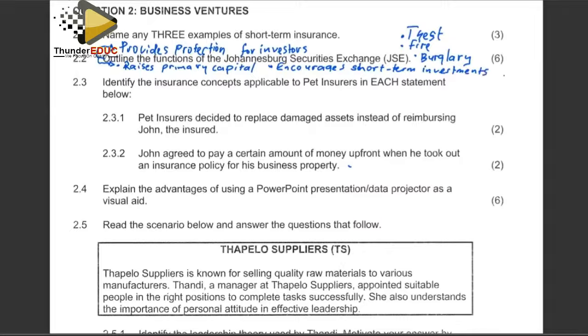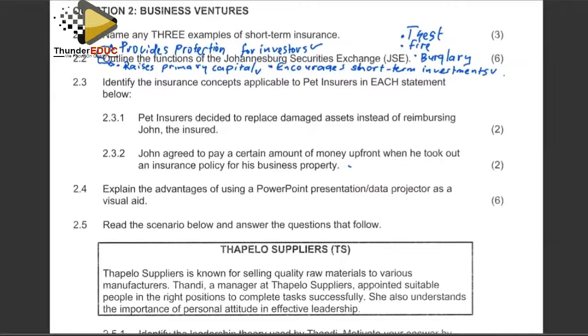Okay, right, grade 12. So now we have 6 marks. So we have 2 marks for the first point, 2 marks for the second point, and also 2 marks for the third point. Okay, right. So now let's check 2.3. So 2.3 reads as follows.